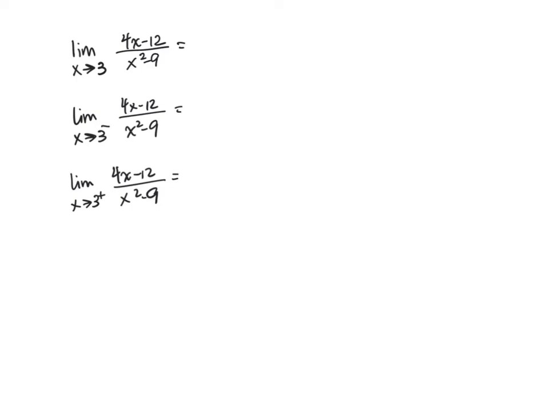All right, so we're looking at the example, limit as x approaches 3 of the function 4x minus 12 divided by x squared minus 9. And again, since there is no number up here in the corner, no sign, no negative, no positive, that means we have to check both directions. So we're going to go ahead and do that. First I'm going to check from the left.